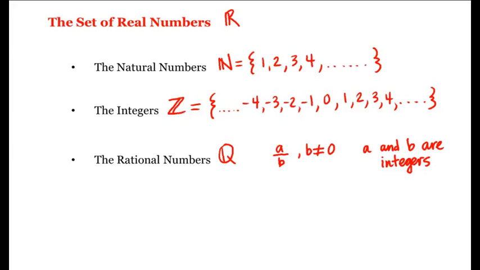Now, the decimal representation of a rational number either terminates or repeats. For example, 1 divided by 2. This is a rational number, and its decimal representation is 0.5, and it stops or terminates. Whereas 1 divided by 3, which is also a rational number, has its decimal representation repeating. It doesn't stop, it repeats.